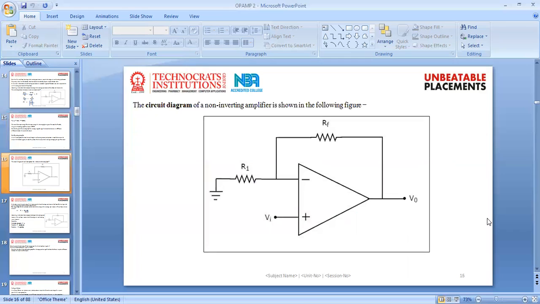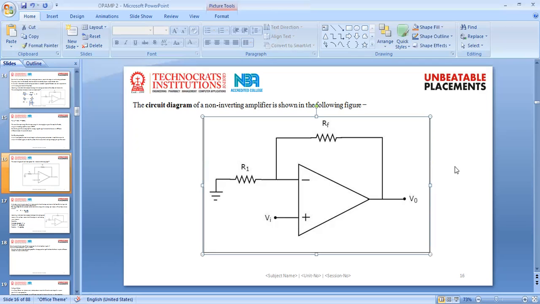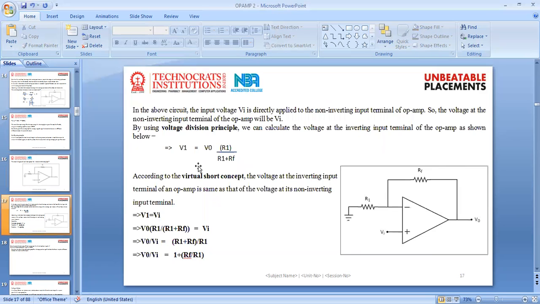Look here at the circuit diagram of the non-inverting amplifier. Here we apply the input to the non-inverting terminal. Then how do we calculate the voltage gain of the non-inverting amplifier? We apply two concepts: the virtual short concept and the voltage divider rule. First concept, the voltage at the non-inverting terminal is equal to the voltage at the inverting terminal. So we consider V1 as the voltage at the inverting terminal. Look at this: V1 equal to V0 into R1 upon R1 plus Rf.